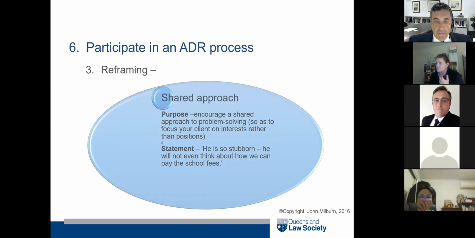He is so stubborn, he will not even think about how we can pay the school fees. Family law dispute. Parenting. How do we reframe that so that we have a shared approach to the problem?